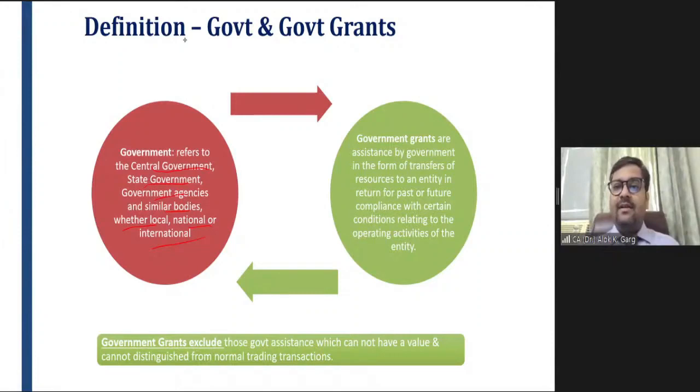Fernandez is asking, sir, is the government grant given to be repaid back when the conditions are not fulfilled by the company or the beneficiary? Yes, Fernandez. If the entity does not comply with the conditions given by the government, the grant has to be repaid back. And we will also discuss the accounting part of it.